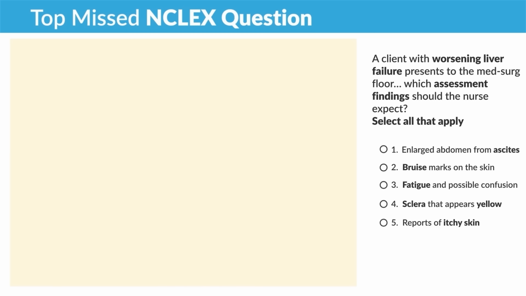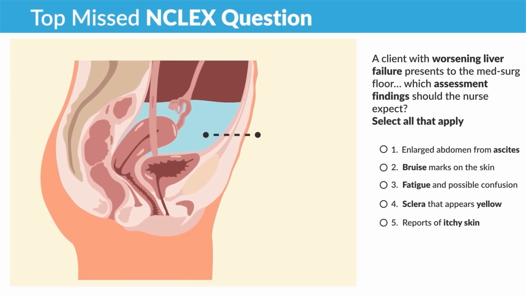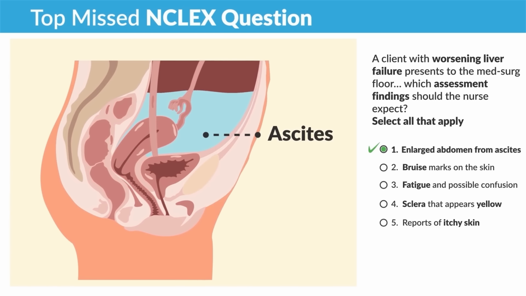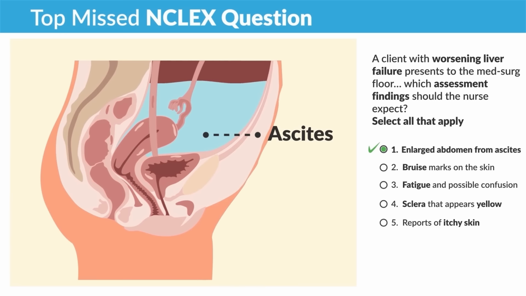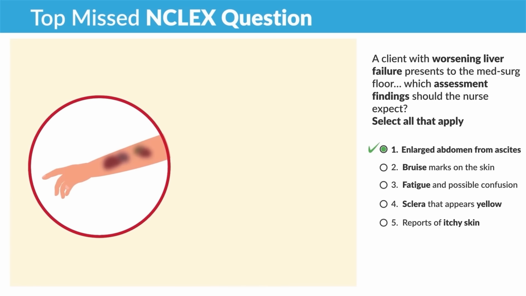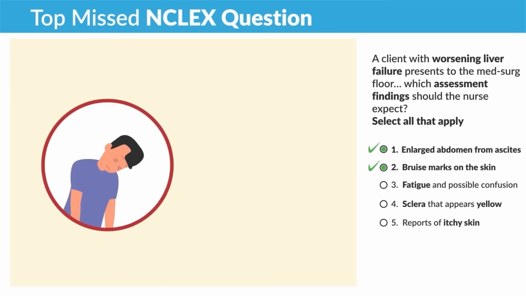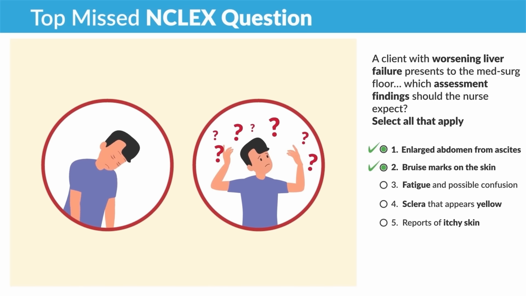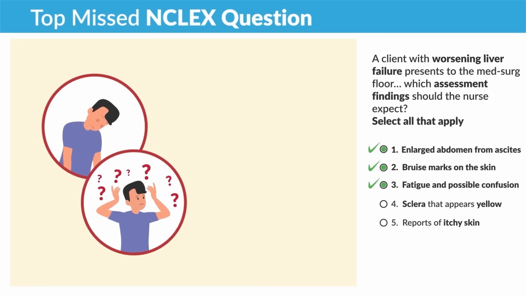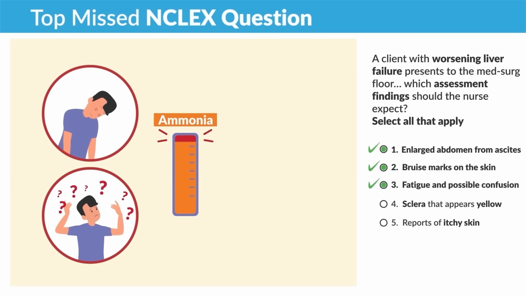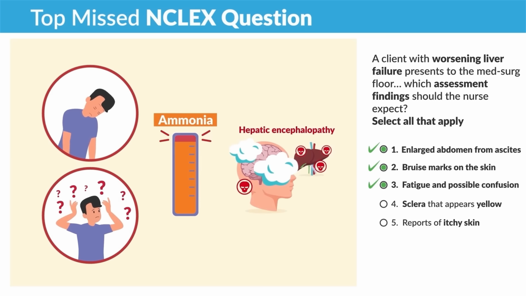So option 1, an enlarged abdomen from ascites. Yes, ascites is that abdomen filled with fluid. And bruising marks all over the skin. Yes, from the lack of clotting factors leading to easy bleeding, resulting in bruising. And fatigue and possible confusion, for sure, from possible elevated ammonia levels leading to hepatic encephalopathy.